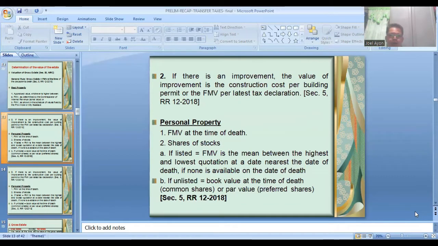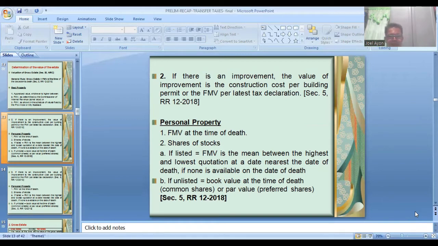Meanwhile, with regard to personal property, to evaluate the estate of the decedent, we have the fair market value at the time of death. As I have mentioned, that is the general rule. If it is shares of stocks and it is listed, the fair market value is the mean or the average between the highest and the lowest quotation at a date nearest the date of death of the decedent, if none is available on the date of death.